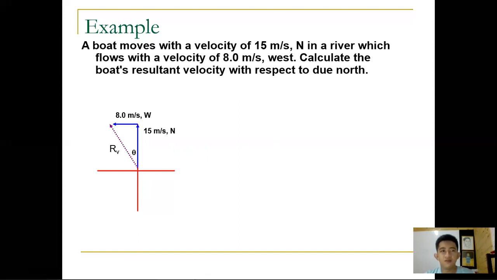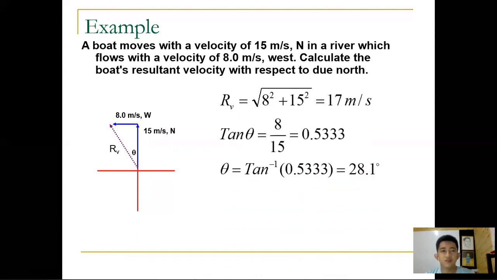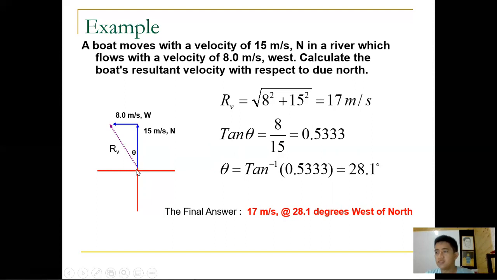Based on our drawing, we can use the Pythagorean theorem. Looking into these answers, the final answer now is 17.0 meters per second at 28.1 degrees west of north. Let's take note that the relative angle is placed along the y-axis. That's why it is named west of north and not north of west.